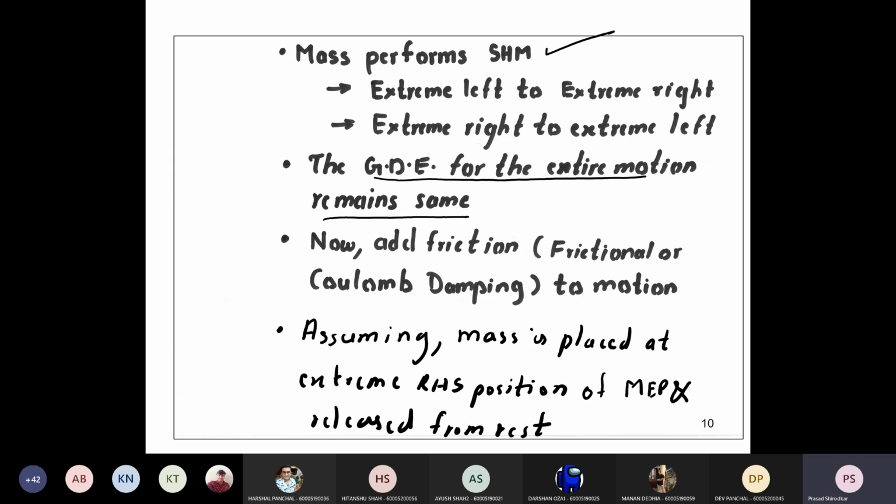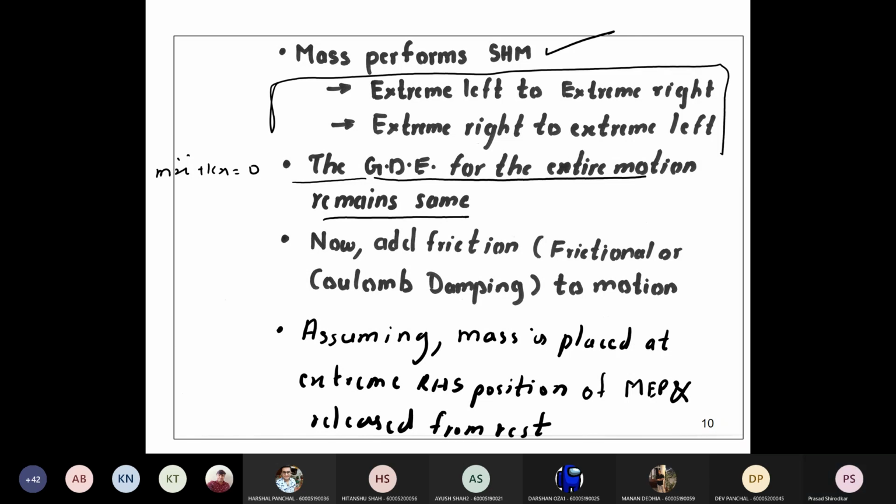Is it agreed? What is the governing differential equation for a spring mass system with no damping? m x double dot plus kx is equal to 0. This is the governing differential equation for this entire motion. The mass will move from left to right and then from right to left, from one extreme position to the other and then come back. That is one oscillation. Is that okay? Everybody agrees with that?